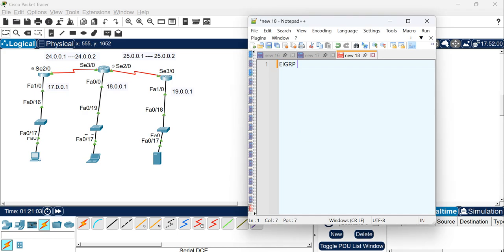EIGRP. So EIGRP configuration on R1. Clear? So on R1, what is the first thing?